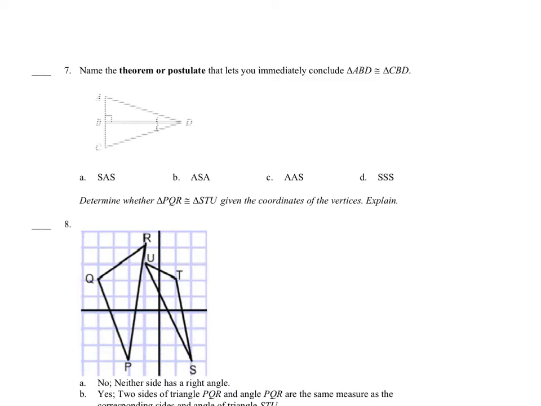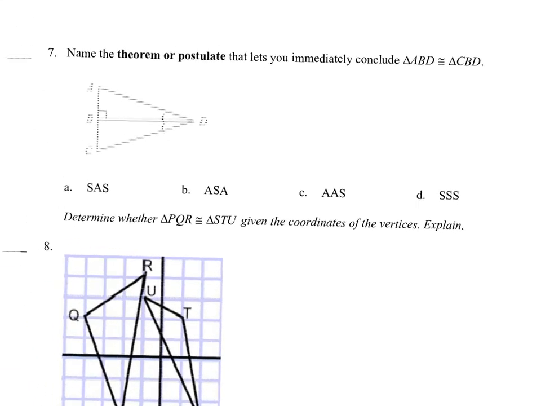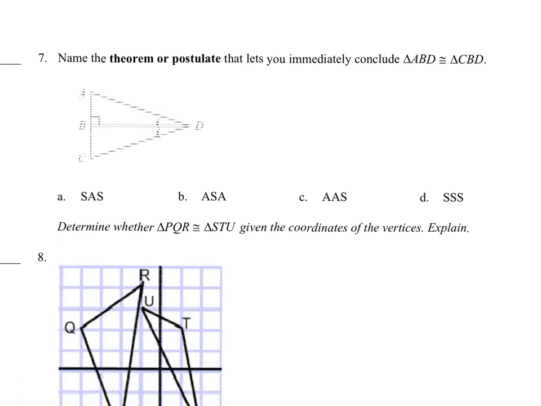Okay, name the theorem or postulate that lets you conclude immediately that these are congruent. Well, notice we have two triangles. Let me kind of redraw this for you. There's a congruent angle right there. They're perpendicular, so these angles are congruent, and they share this side. So what we have is angle, side, angle, which is B.